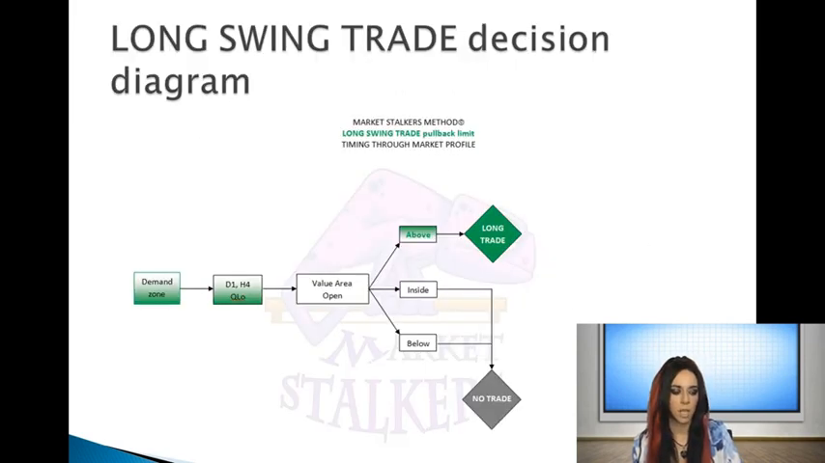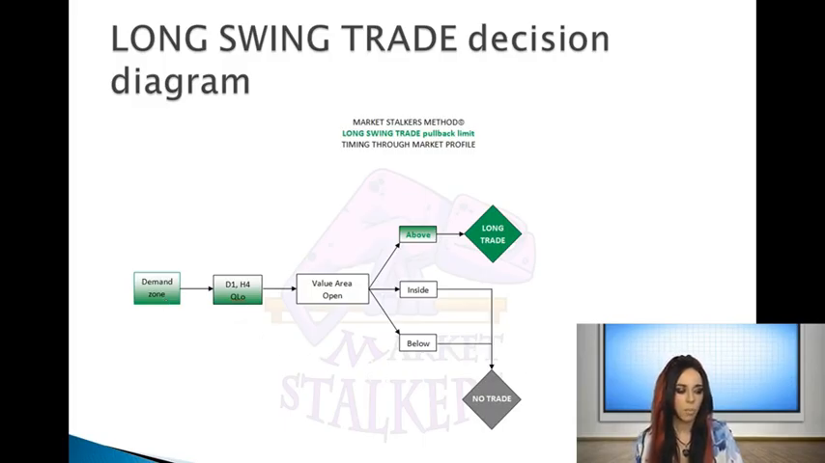Okay? So if you have a demand zone you're looking at, and you are in a daily or H4 Q low, the value area open that you're looking for needs to be above the value area for your long trade. Should you get a value open inside or a value area open below, it's a no trade. Okay? So this is how you would time your swing trades through market profile, using a demand zone for a long.